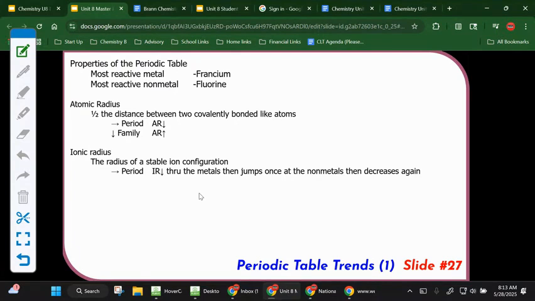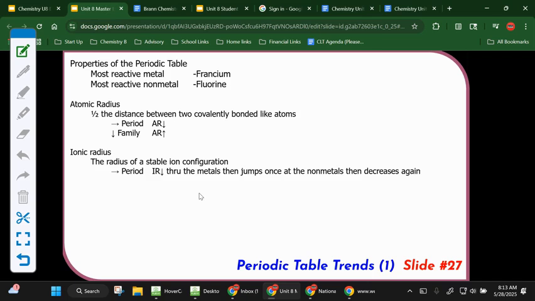So sodium, magnesium, and aluminum all look like what noble gas? No, it is not argon. What are they isoelectronic to? They're isoelectronic to neon. So they all lose 1, 2, or 3 electrons and they look like neon. They get smaller as we go across.